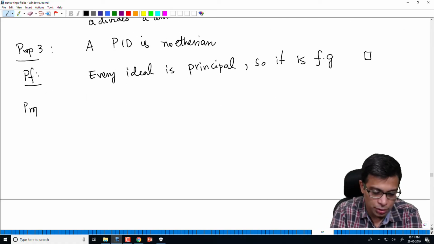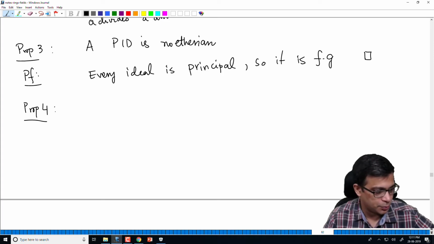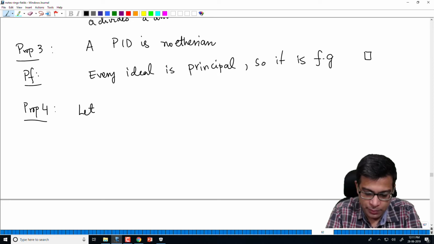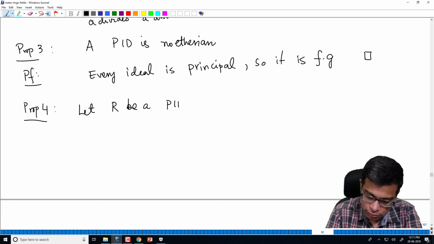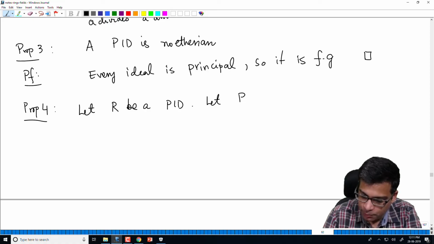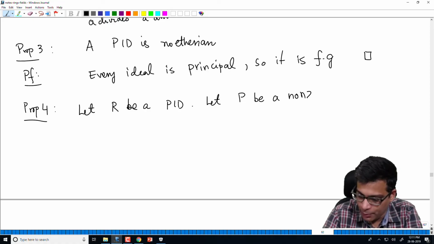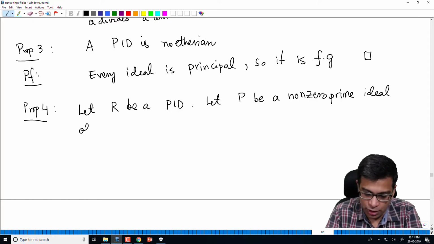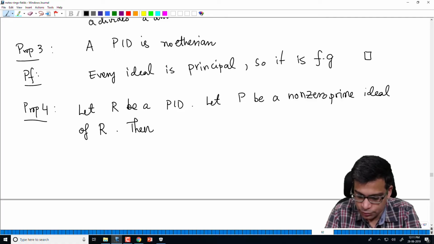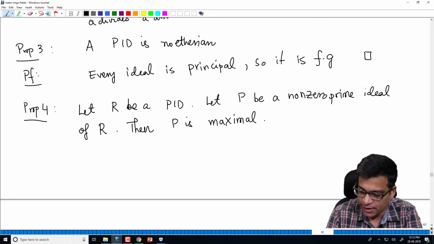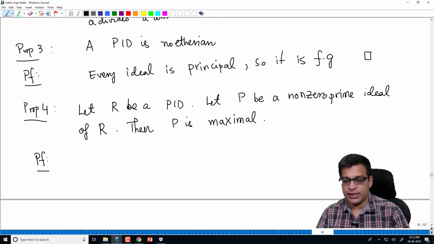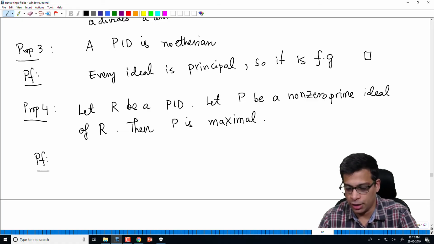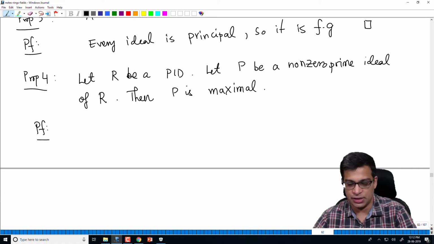And one final proposition I will do just to illustrate some interesting properties of PIDs. Let R be a PID. Let capital P be a non-zero prime ideal of R. Then P is in fact a maximal ideal. P is maximal. So in a PID, it's an interesting statement, which is in general certainly not true, that every non-zero prime ideal is maximal in fact.